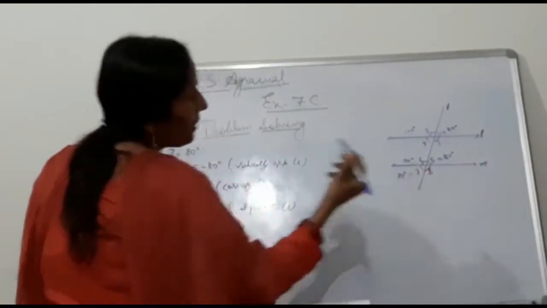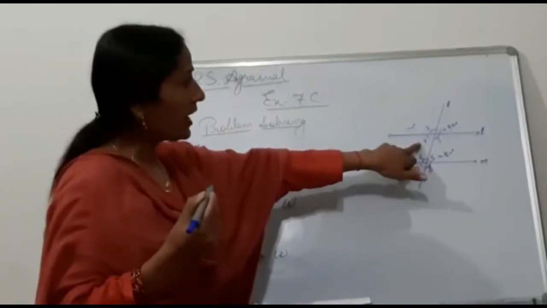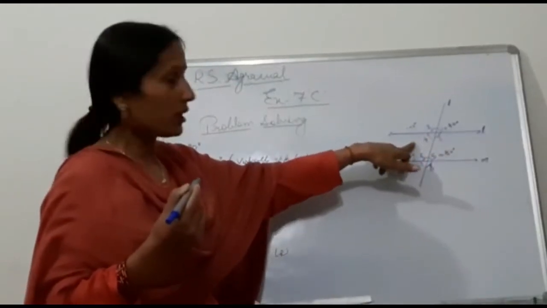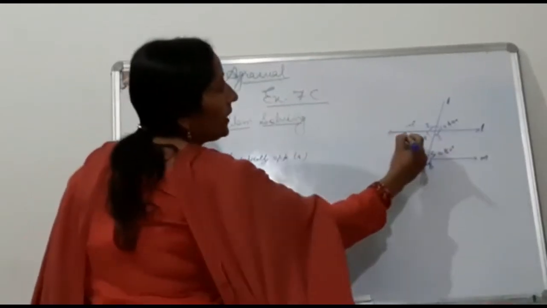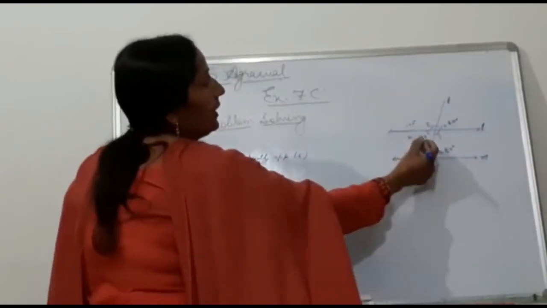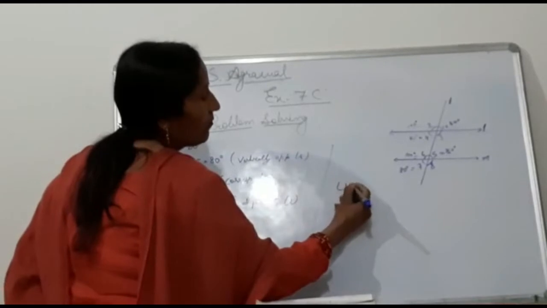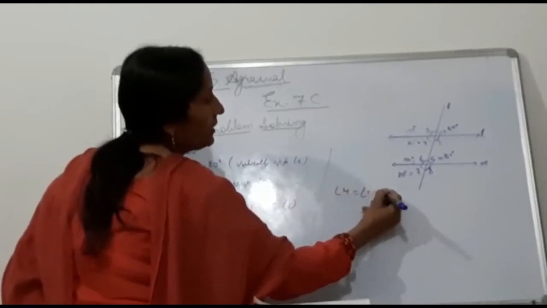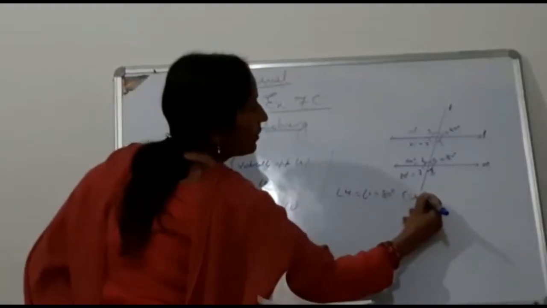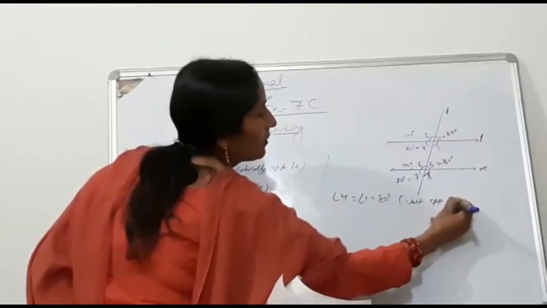Now which angles are remaining? Angle 4. Angle 4 and angle 1 are vertically opposite angles. So angle 4 will be 80 degrees. Here we will have to write angle 4 is equal to angle 1 is equal to 80 degrees. Both are vertically opposite angles.